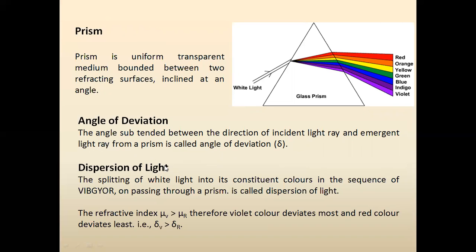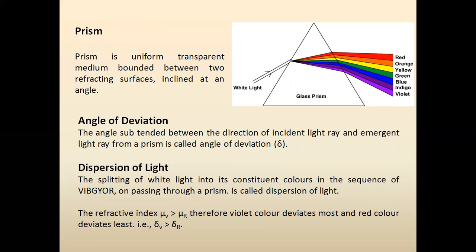Now the dispersion of light. The splitting of white light into its constituent colors in the sequence of VIBGYOR. Here we see that the white light is splitting into its constituent colors, that is VIBGYOR. VIBGYOR means violet, indigo, blue, green, yellow, orange, red, on passing through a prism. This is called dispersion of light.